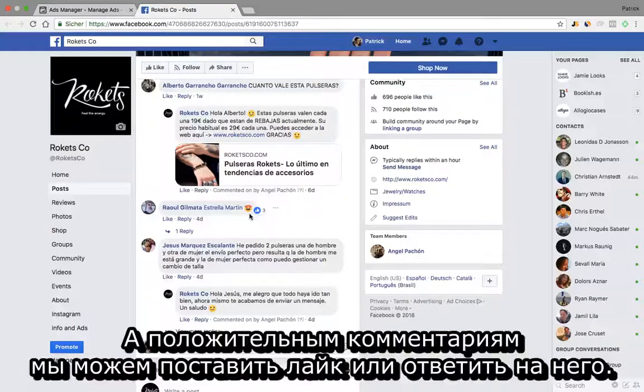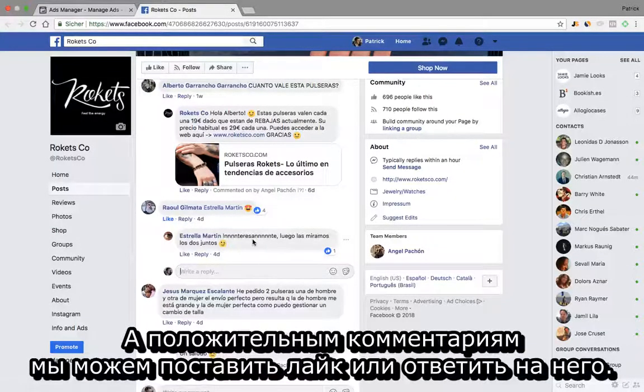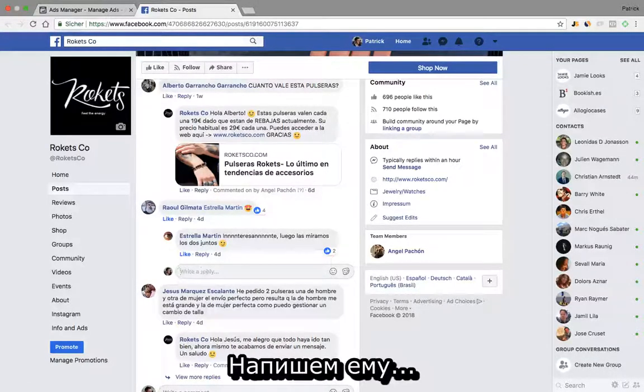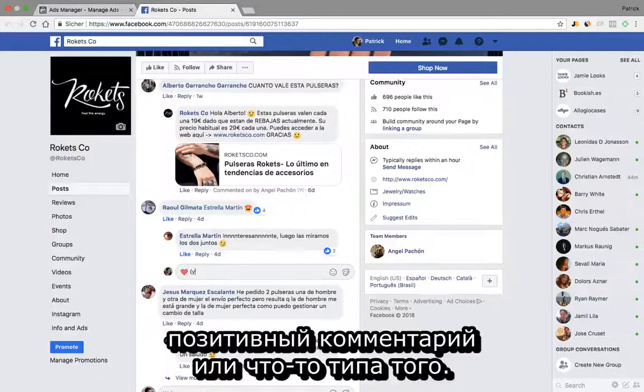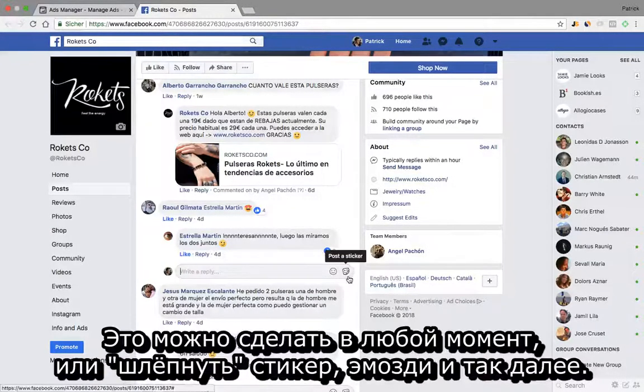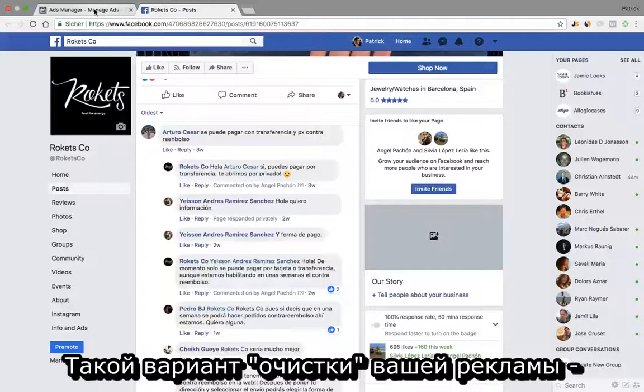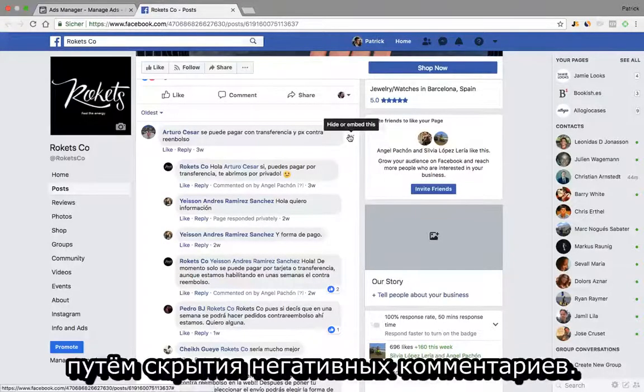Okay, and if someone leaves a good comment, we can always like it, reply to it, and leave them, I don't know, a positive comment or whatever. Okay, you can always do that easily. You can also post a sticker, an emoji, so on and so forth. Okay, that's the way you can actually clean up your ad, by hiding negative comments.